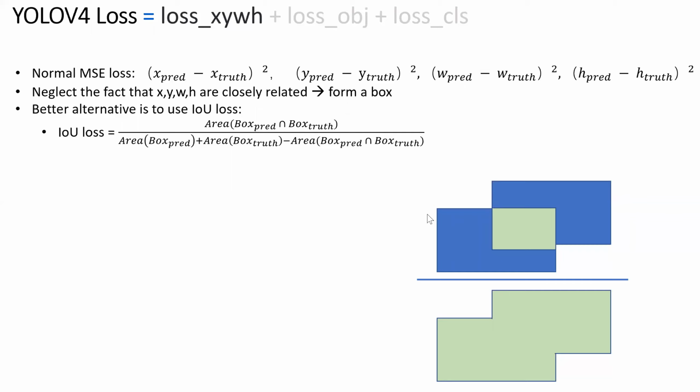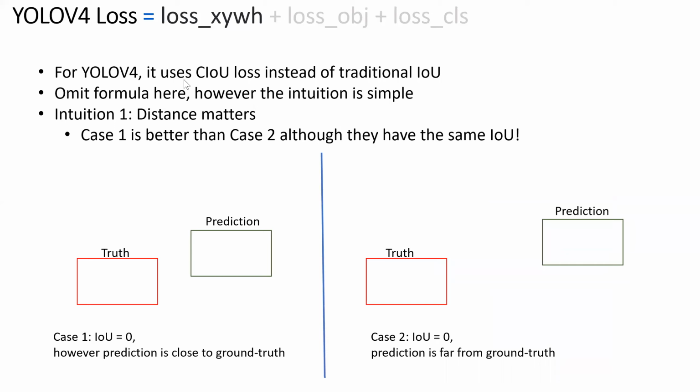So what do they apply? Are they using MSE or IOU loss? They use IOU. Okay. Yeah, and they use CIOU loss instead of traditional IOU. I don't put the formula here, but there are two intuitions behind it. The first intuition is that distance matters. The distance here is the distance between the predicted box and the ground truth box. I see. So what does C mean? Oh, I don't know.